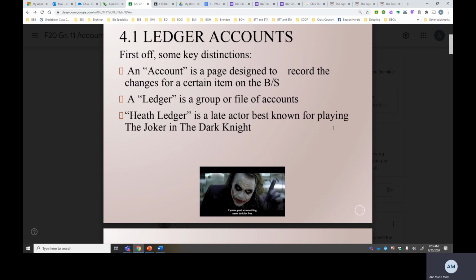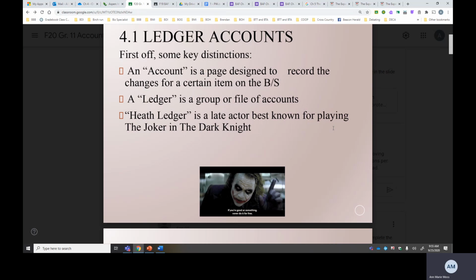One of the books is the general journal, the general ledger, all those kinds of things. And in the ledger, which is what we're going to talk about in this chapter, every page, so think about a book, every page is devoted to one item on the balance sheet. That page is called the account. And then the whole book is called the ledger.